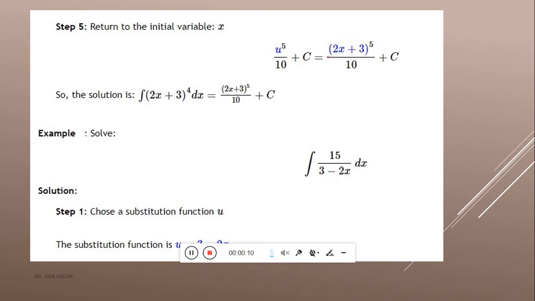Putting the value of u equals 2x plus 3, we get (2x plus 3) power 5 over 10 plus c. This is the answer of the given function by the substitution method.